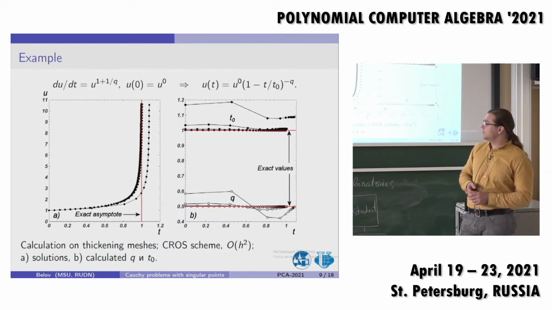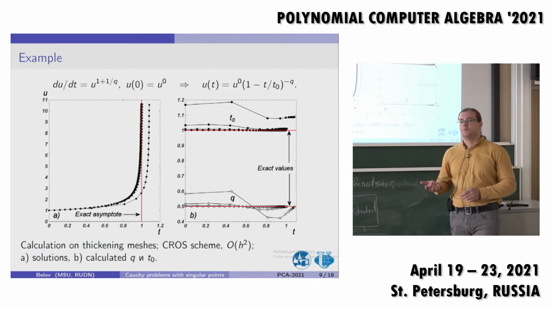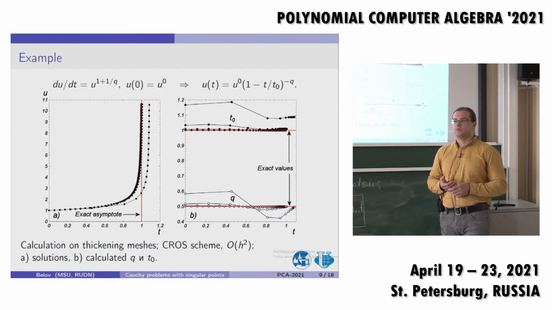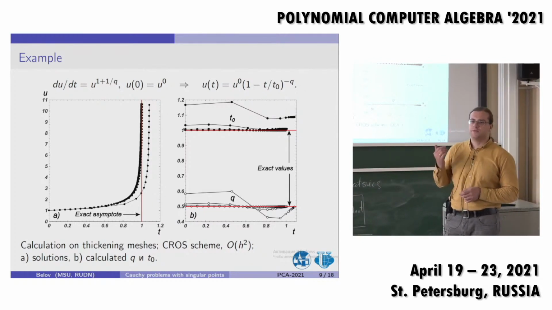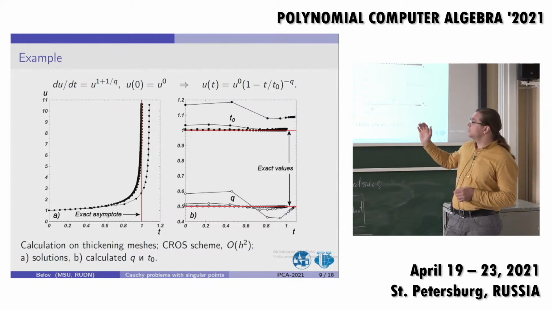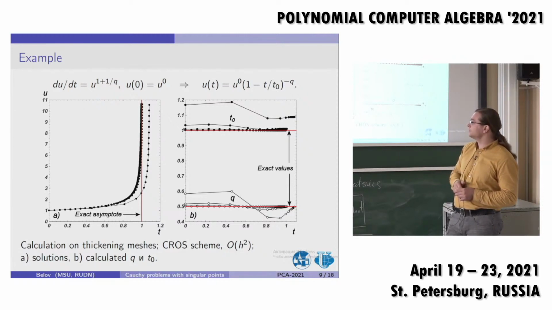On the left picture, you can see the numerical solutions on a set of thickened meshes. Actually, the Rosenbrock scheme allows to calculate the solution on each step, so the approximate solution has no vertical asymptote. But at some moment of time, the solution starts to increase rapidly. And as we thicken the meshes, the solution tends to the exact asymptote, which is shown with a vertical line.